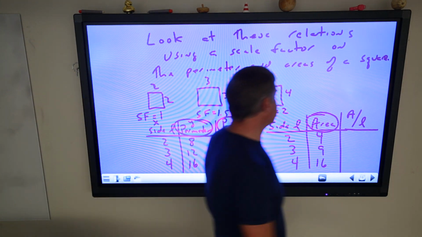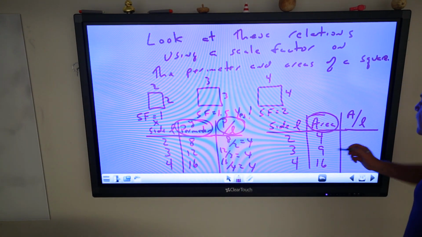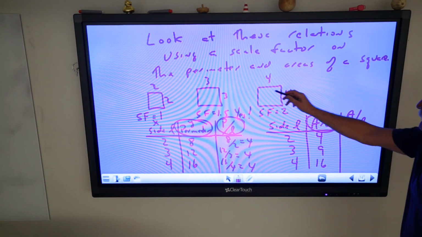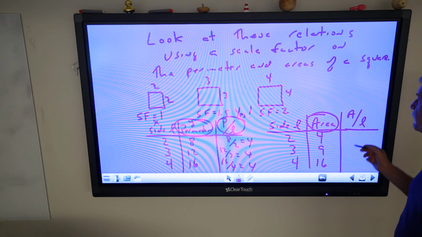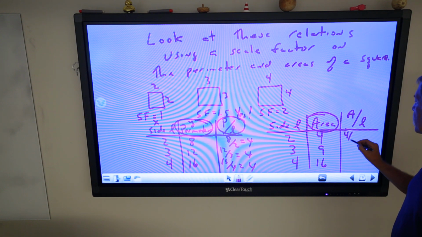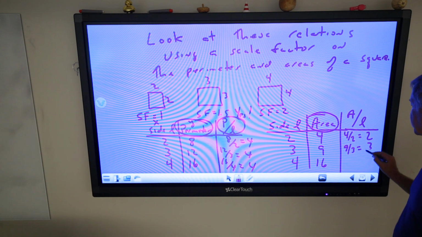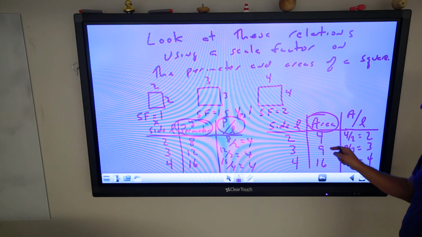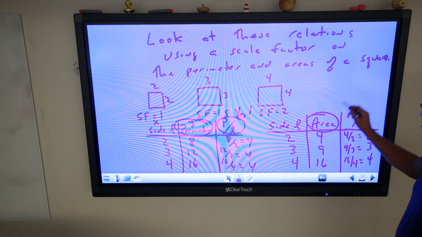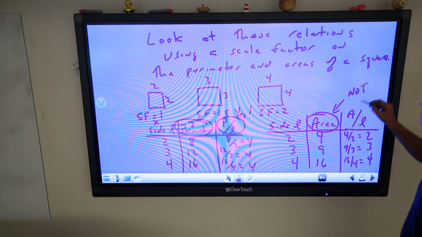Over here, we'll see if it's the same relationship. Here now we compare the area of the square, length times width, to its side length. We have 4 divided by 2, that's 2. 9 divided by 3, now it's 3. 16 divided by 4, now it's 4. We do not see a constant factor here. We do not have the same number when we do the division. So here we say the answer is not proportional.